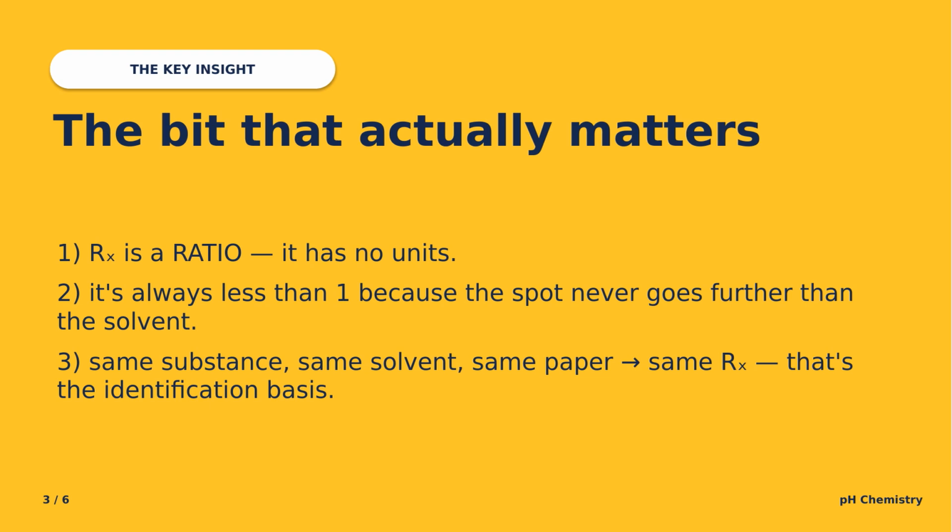3 things. 1. Rx is a ratio, it has no units. 2. It's always less than 1 because the spot never goes further than the solvent. 3. Same substance, same solvent, same paper will give the same Rx, and that's the identification basis.